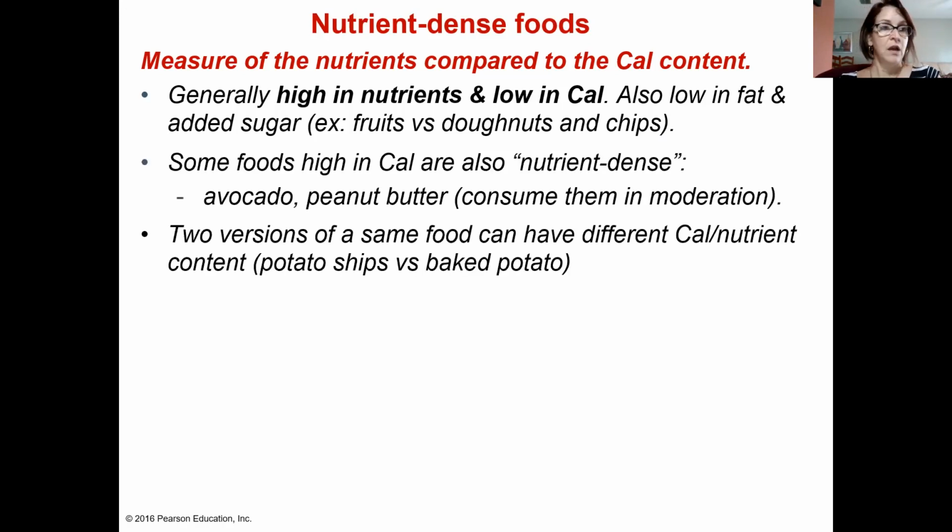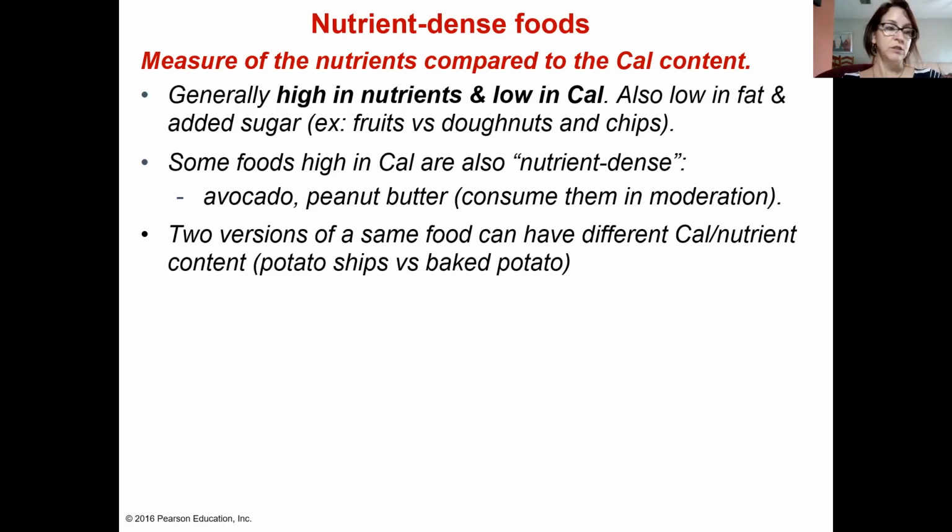Some foods are high in calories and still they are considered nutrient dense because of their content of nutrients. For example, avocado has a lot of fat, but it also has minerals and vitamins. Peanut butter is high in protein, but it also has a lot of fat, so it will give you calories. So you must consume them in moderation.